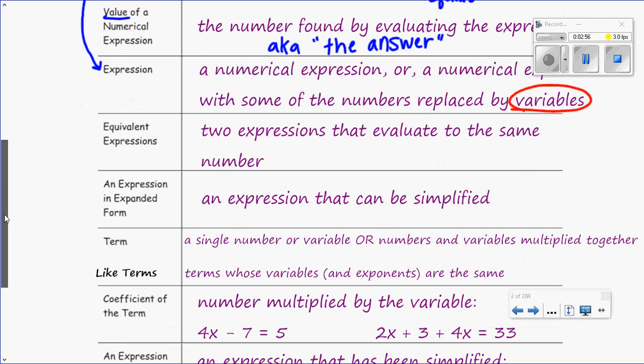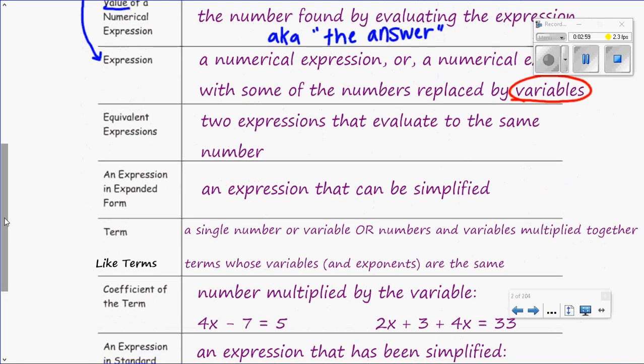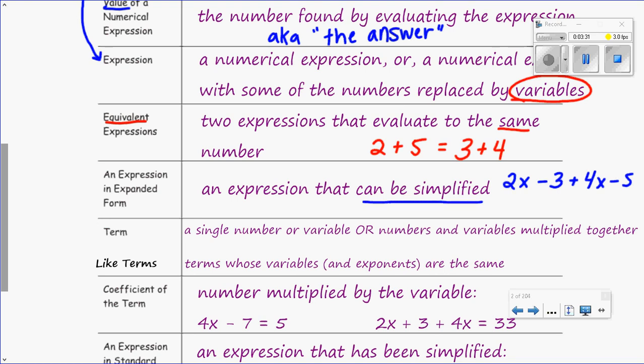Equivalent expressions are two expressions that evaluate to the same answer. So think equivalent, equal, which means the same. That would be like 2 plus 5 is the same as 3 plus 4. That's a very, very simple visual of what that means. An expression in expanded form is an expression that can be simplified. So if you have 2x minus 3 plus 4x minus 5, that can be simplified because you have like terms, and that's what we're getting into in the next two definitions, which are term and like terms.